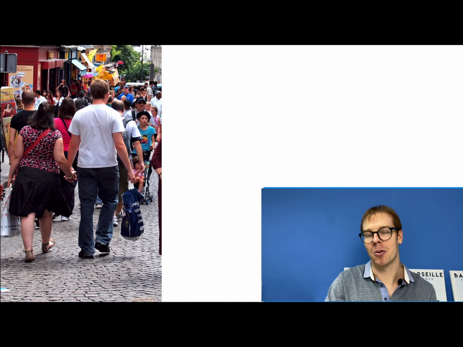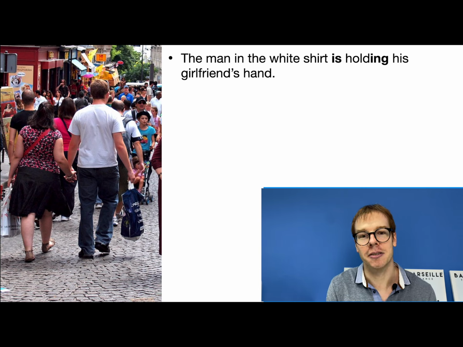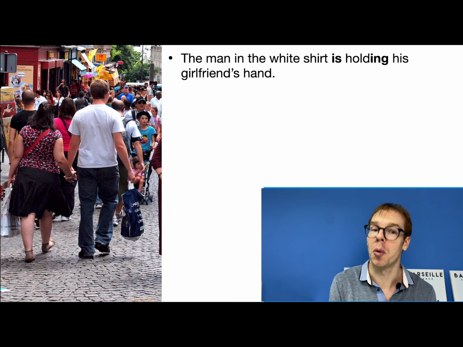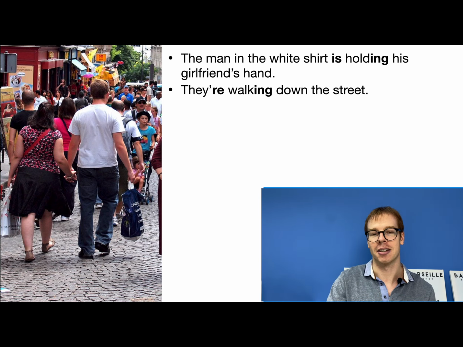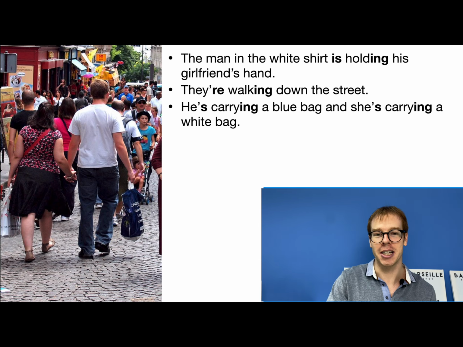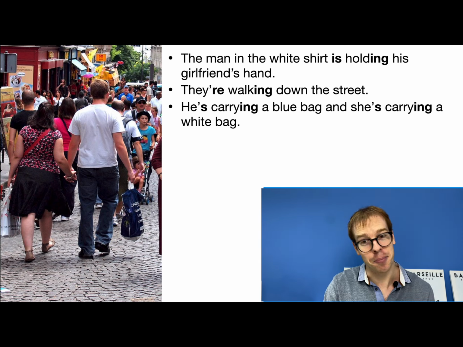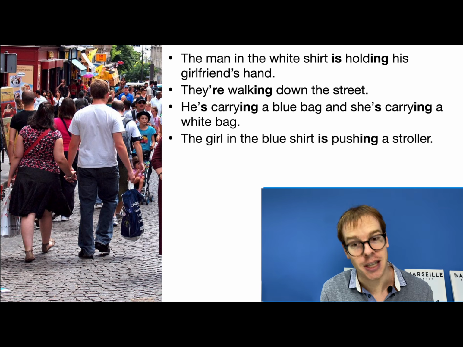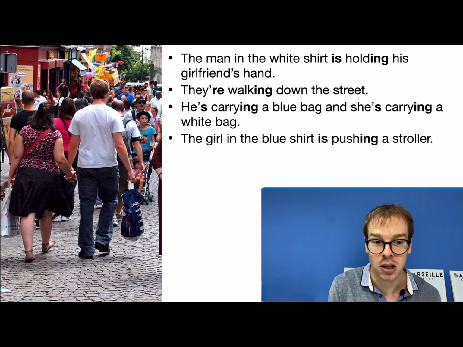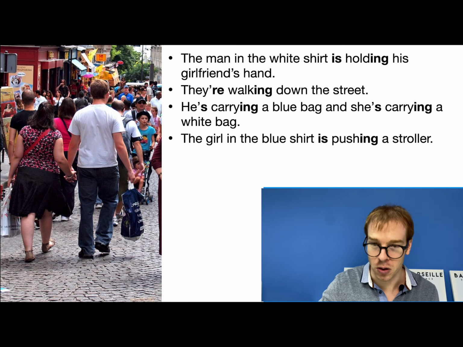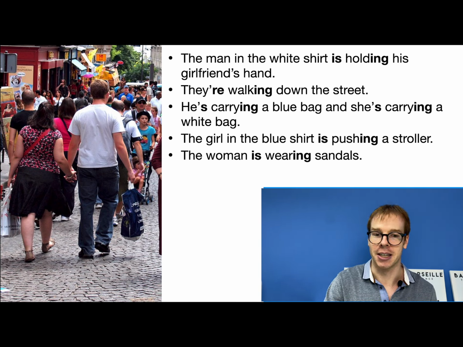Here are our people. For example, I could say the man in the white shirt. What is he doing? He's holding his girlfriend's hand, right? And what are they doing? They are walking down the street. He's carrying a blue bag and she's carrying a white bag. The girl in the blue shirt is pushing a stroller. If you look closely, maybe that's her little sister. She's pushing the stroller to help her family, right?